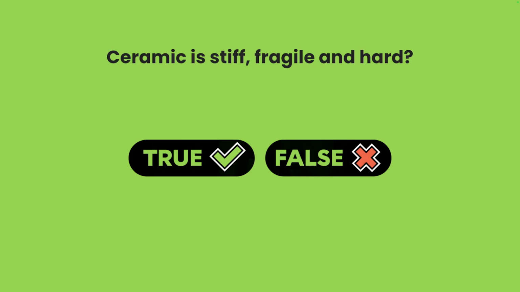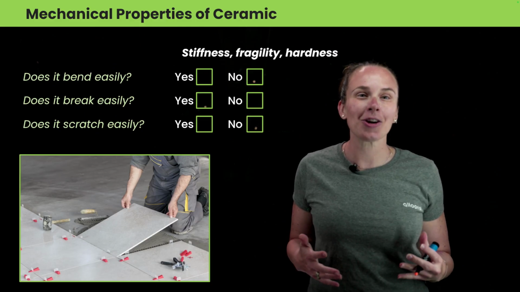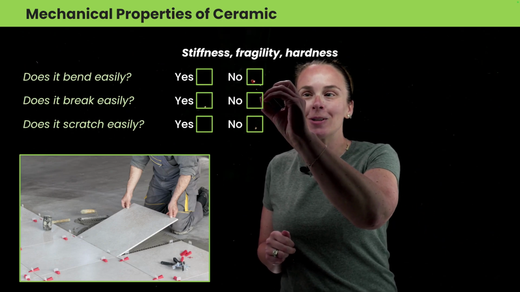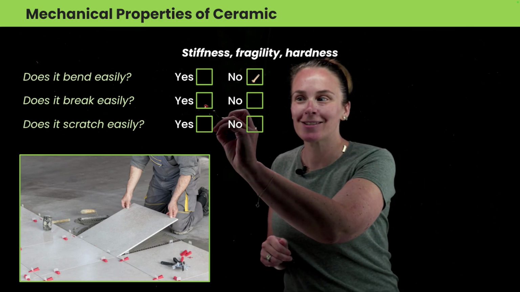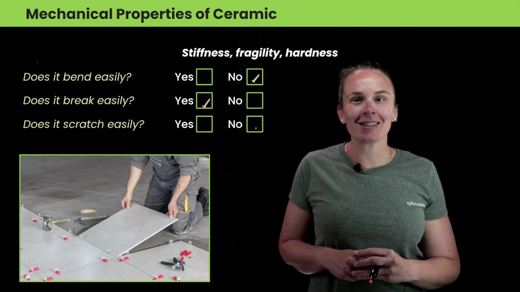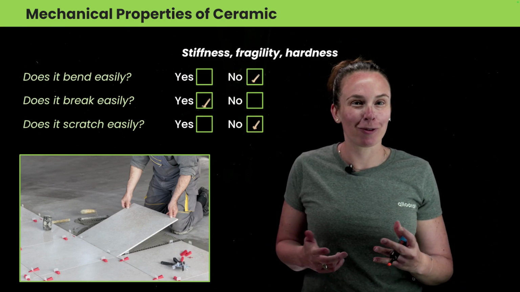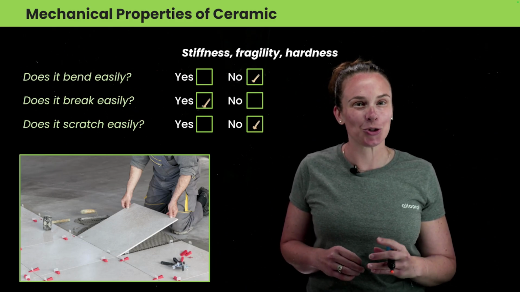Let's do a practice question. True or false? Ceramic is stiff, fragile, and hard. The answer is true. Let's set ourselves up with some guiding questions. Does it bend easily? No, it does not. It's considered a stiff material. Does it break easily? Yes, it is not resilient. And does it scratch easily? No. That's why it's a popular choice for flooring. So, stiffness, fragility, hardness, it's true.